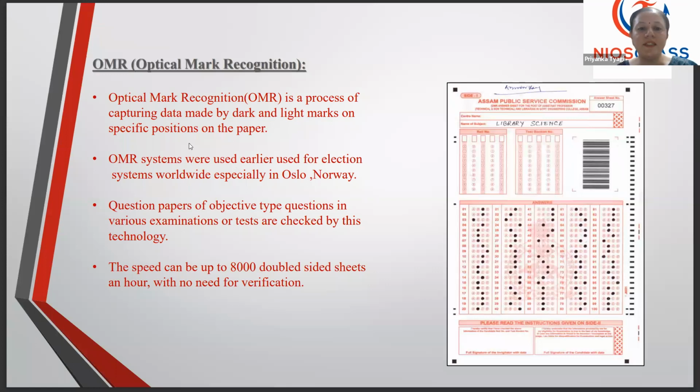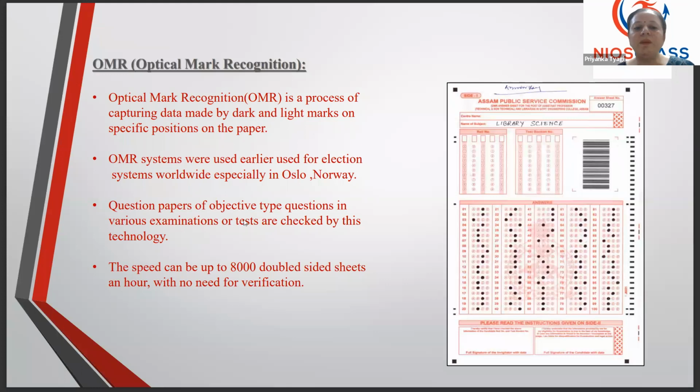Optical mark recognition is a process of capturing data made by dark or light marks at specific positions on the paper. So OMR always recognizes only the area which contains circles. OMR systems were used earlier for election systems worldwide, especially in Oslo, Norway. That system first started from there.